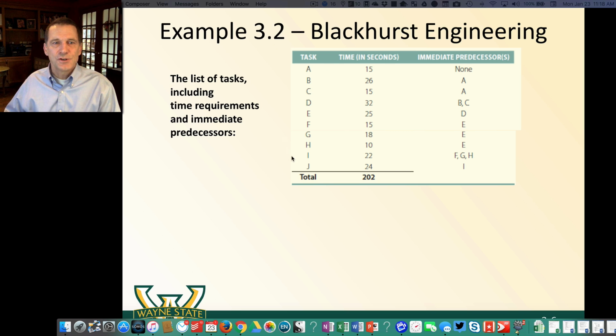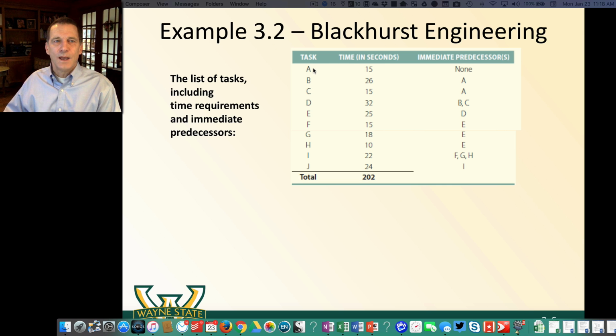These are the tasks. So when Blackhurst quoted this work, they had to understand what they were quoting and how much time it would take and what their costs would be, etc. So they broke the work into these 10 tasks. A through J is 10 different tasks that have to be completed to do the work. They also assigned so many seconds to each task, right? And as listed here. And they've said which tasks needed to be done before another could be started, predecessors.